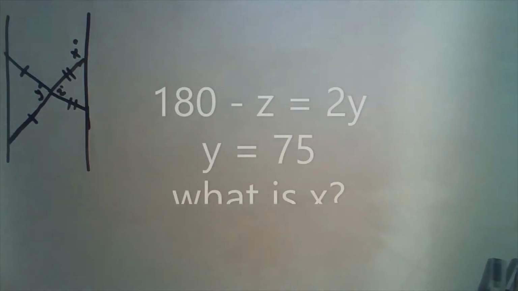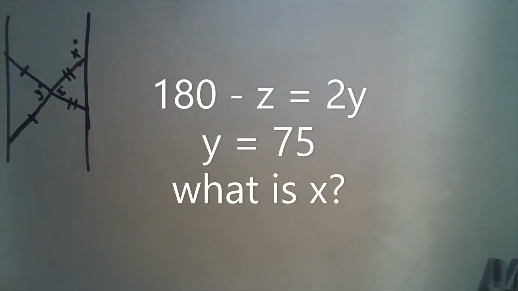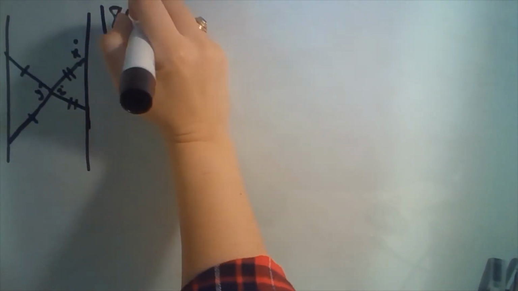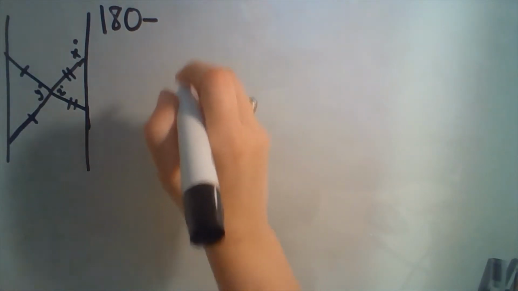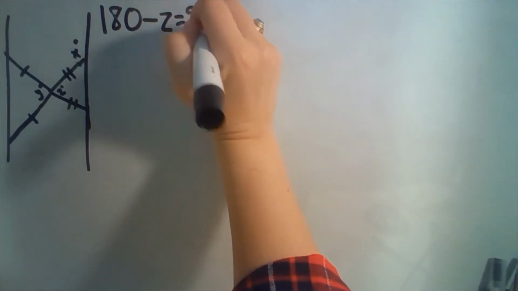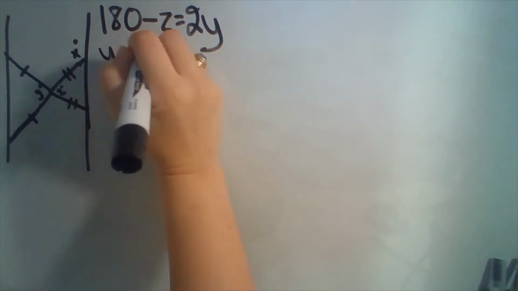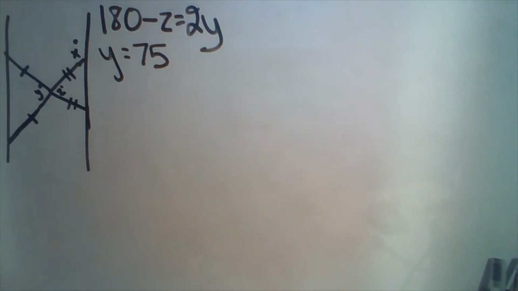This is actually question 18 on the no calculator section of your SAT practice test. And in question 18, they tell us that we have two isosceles triangles. See them? Here and here. If 180 minus z equals 2y and y equals 75, what is the value of x? So let's write those out. 180 minus z equals 2y. I hope you can see that. And y equals 75. We need to find x.